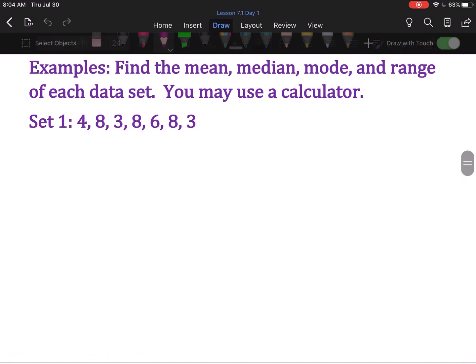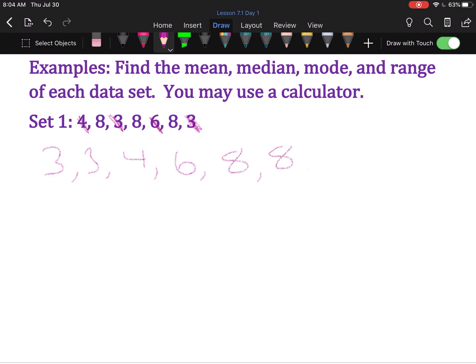So the first thing we're always going to do is put these in order from least to greatest. So the smallest number in this set is 3, and there are 2 of them. And I do cross them out as I go. Then there's a 4. There's a 6. And then there are 3 8s. And I always go back and count. 1, 2, 3, 4, 5, 6, 7. And in my list, I have 1, 2, 3, 4, 5, 6, 7. Good, I got all the numbers.